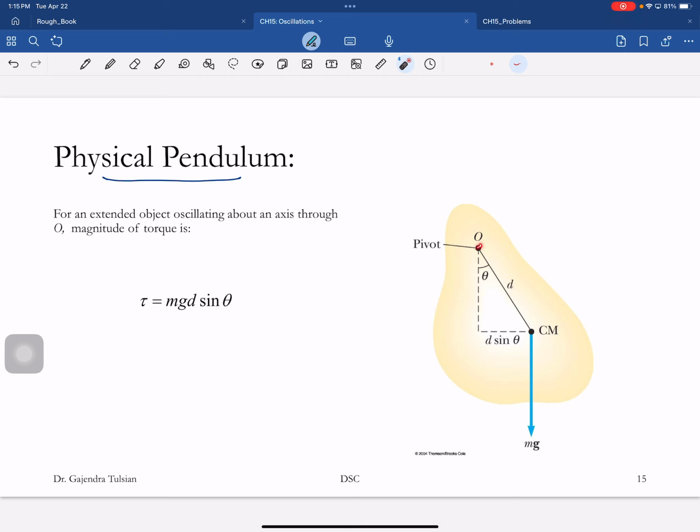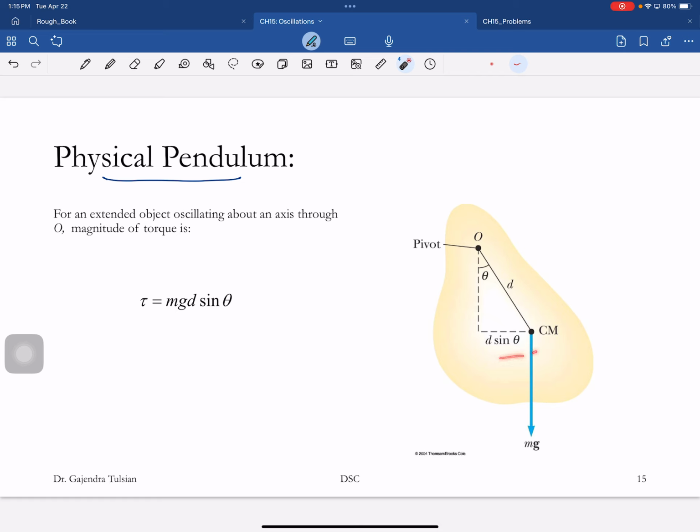All right, so there's the pivot point, and there's the center of mass. Equilibrium would be when the center of mass is right below the pivot point, and you pull it to the side and it'll oscillate. Is there a time when it will not oscillate? When the pivot point is on the center of mass. There you go, very good. If the pivot point is on the center of mass, it won't oscillate.